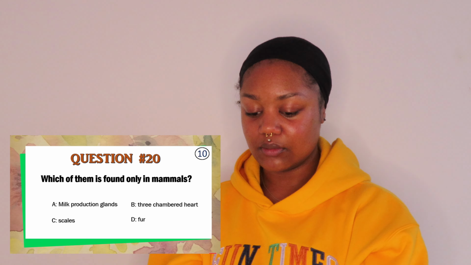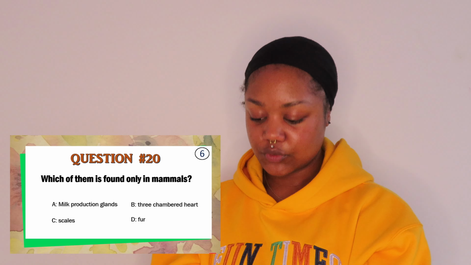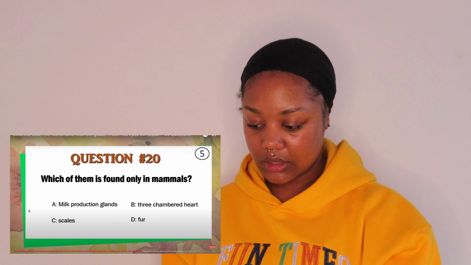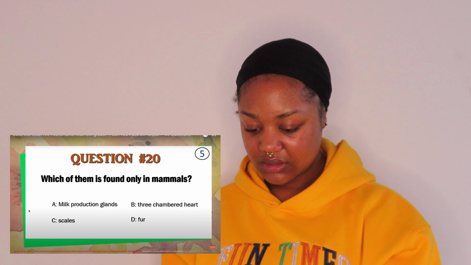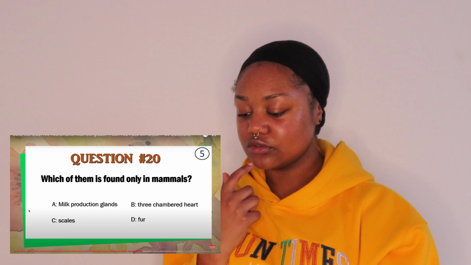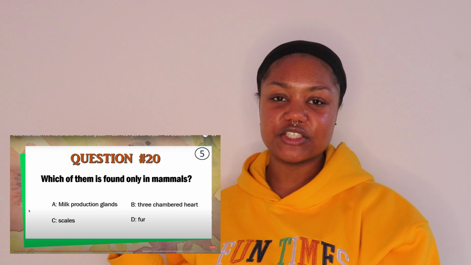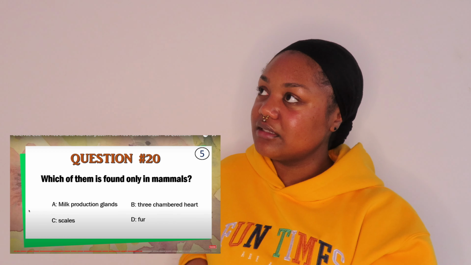Which of them is found only in mammals? Milk production glands, scales, fur, three-chambered heart. Which is only found in mammals? It's not scales. Duh. Fur? Milk production glands. Three-chambered heart. Milk production glands? I'm trying to think, because I don't want to mess up an obvious question. Milk production glands.